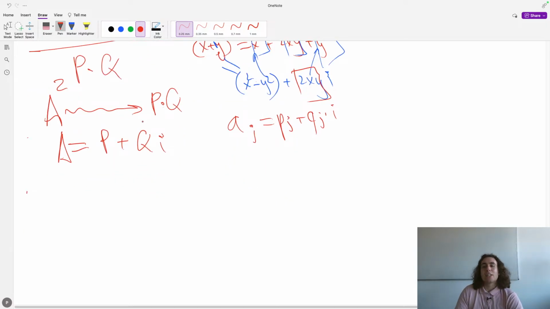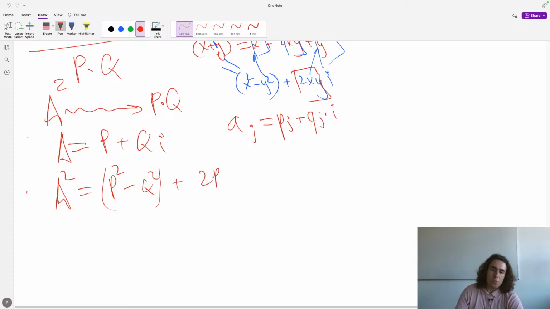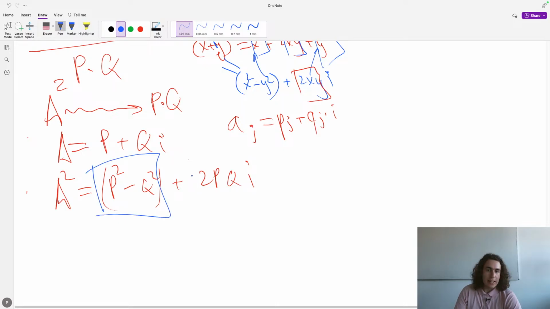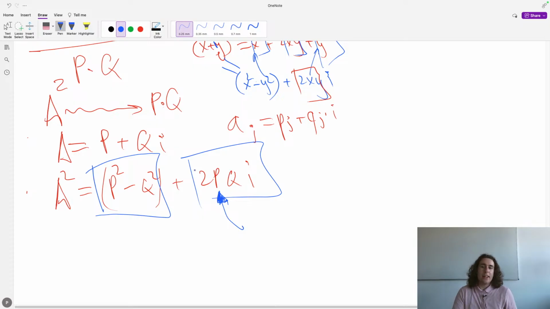And then I take the square of the polynomial a, right? I take a squared, and it's going to be p squared minus q squared plus 2pq times i. And because p and q were real polynomials, this is going to be real, and this is going to be imaginary. So in the coefficients of a squared, we can take just the imaginary parts of all the coefficients, and I'm going to have the coefficients of 2pq.